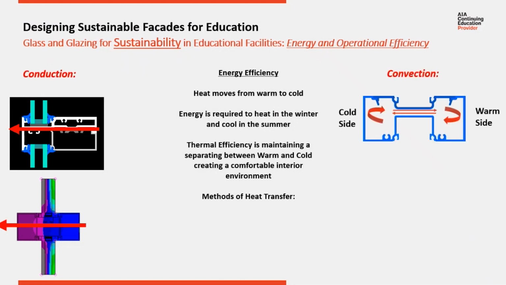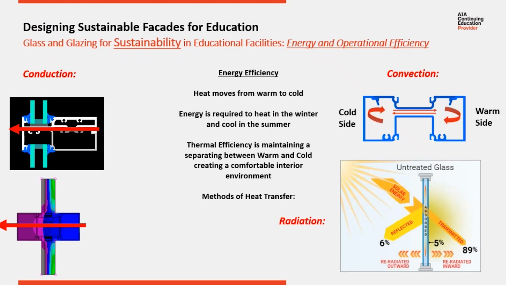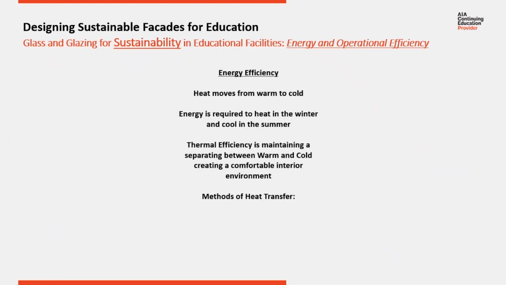The second method of heat transfer is via convection. This is heat transferred via molecular turnover in a fluid environment. Here we have a section cut showing a warm side to the interior and a cold side to the exterior. Air circulates within the frame section from the cold to the warm, transferring heat as it rotates. The third method is called radiation. Direct sunlight and glass can radiate heat to the interior.